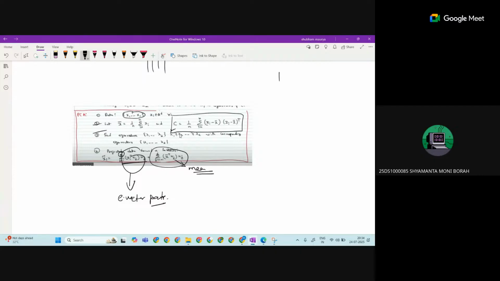So that's why we centralize it. Basically, we find the mean and then we do this step. So C is the covariance matrix in this case. Generally, we call it a covariance. I will come back to the second and third.